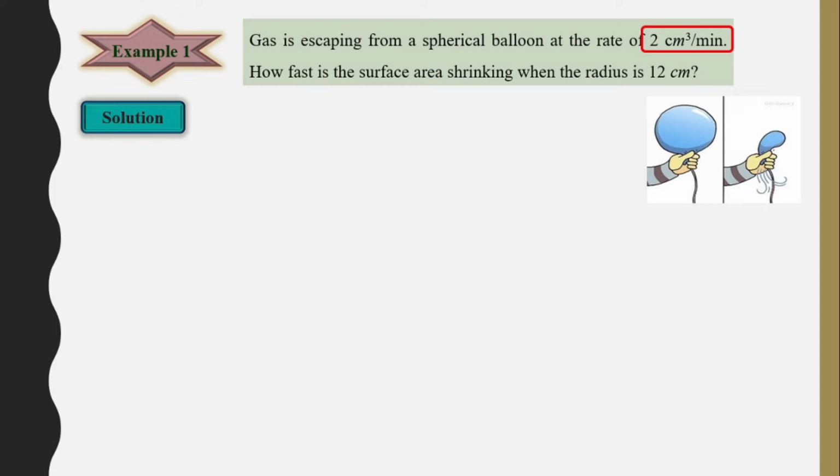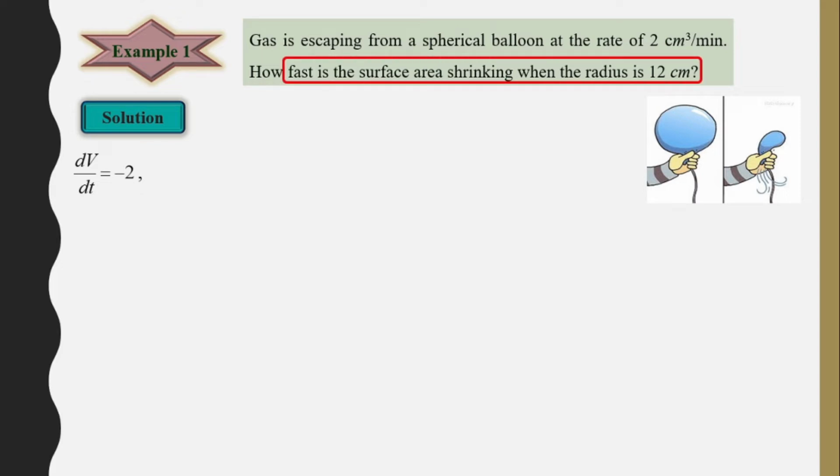So, this rate can be defined as dV/dt equal to -2. Notice that the rate is negative because the gas is escaping from the balloon. The question asks us to find how fast the surface area is shrinking when the radius is 12 cm. This can be written as dS/dt when r equal to 12. So, now all the information has been recorded.